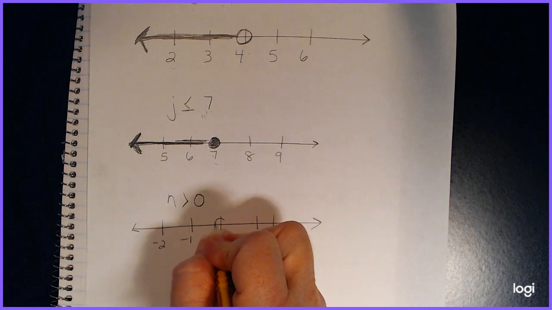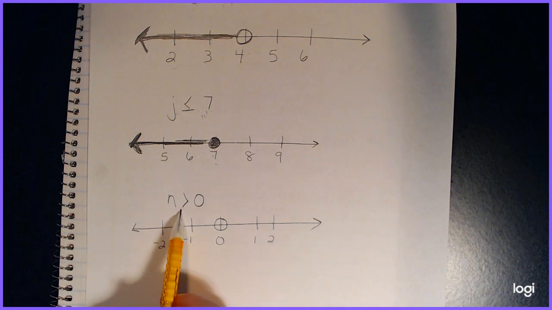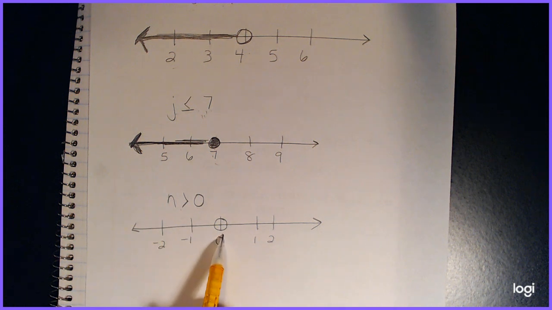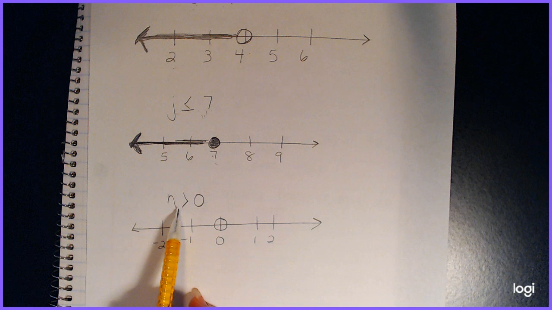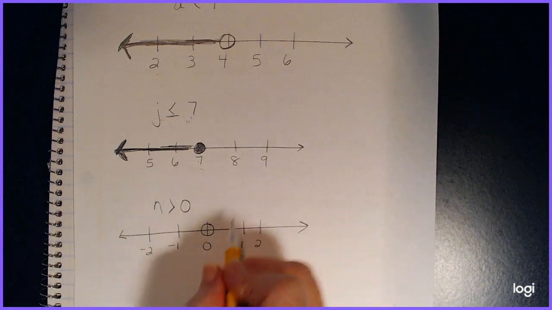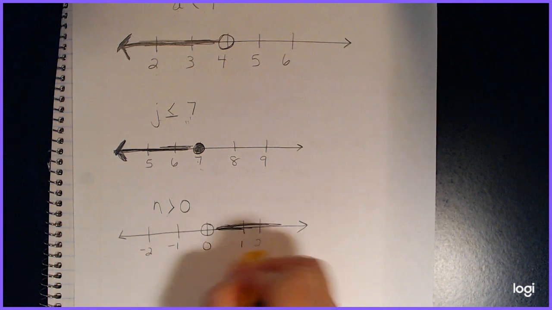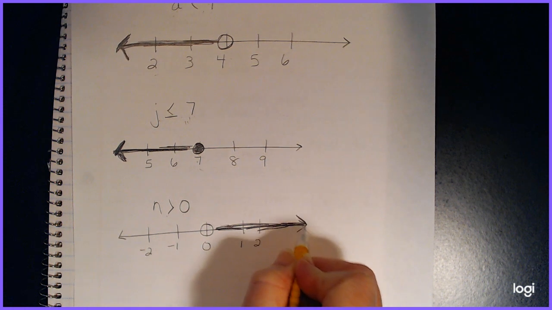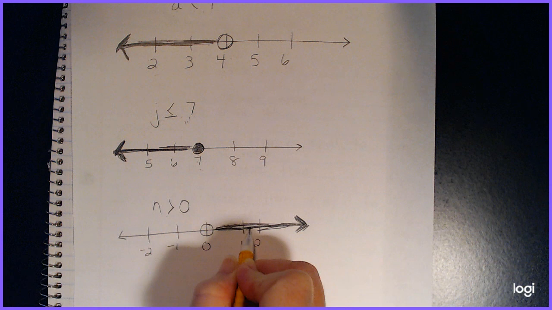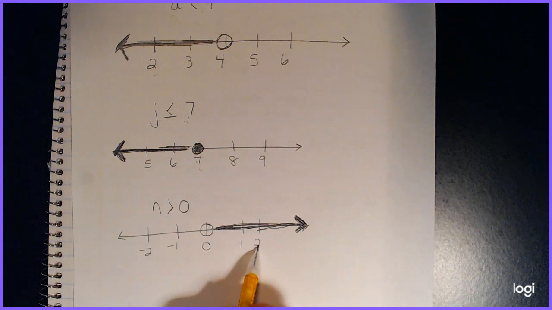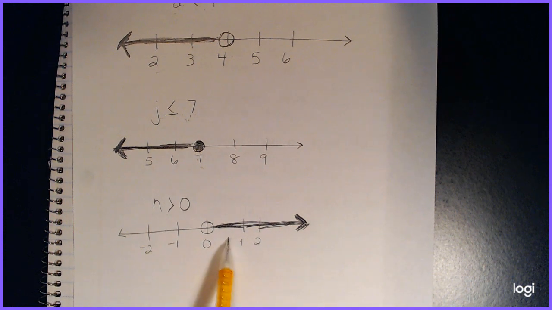Put an open circle here at 0. It's not equal to, so I cannot color it in, but it does say N is greater than 0. Greater means numbers that are larger than 0, so that means all of these would be solutions. 1 is larger than 0, 2, 3, 4, even half.